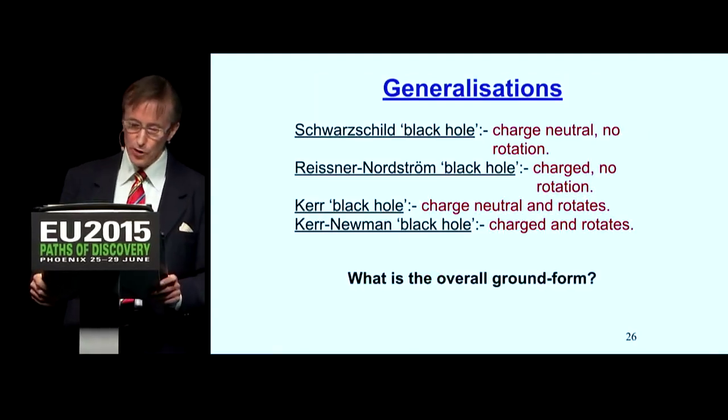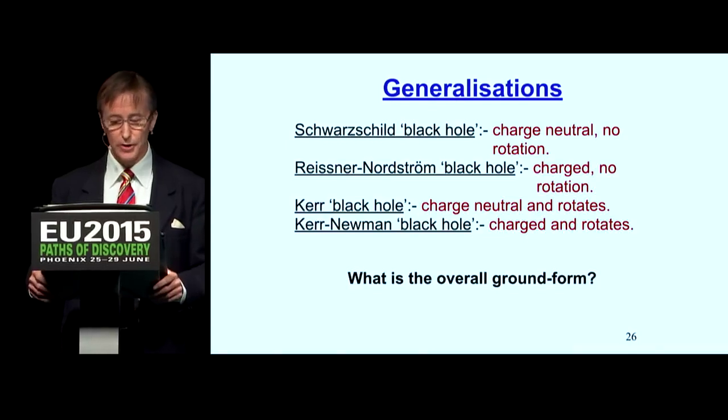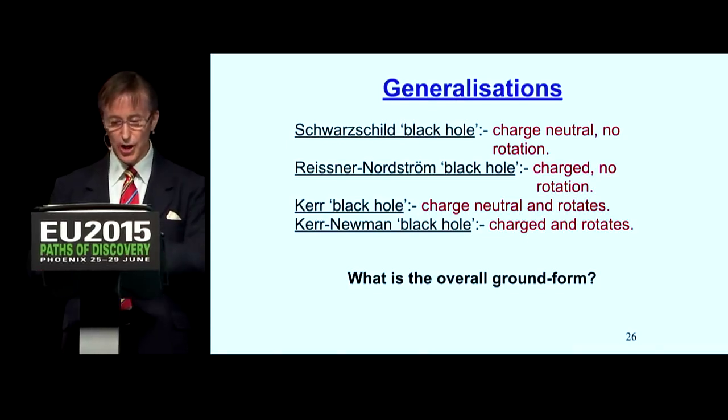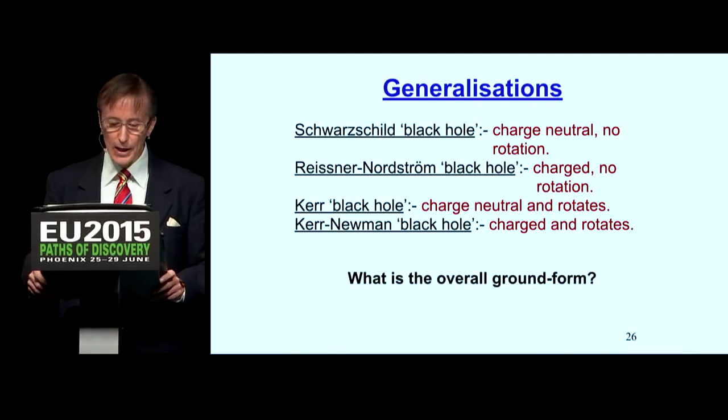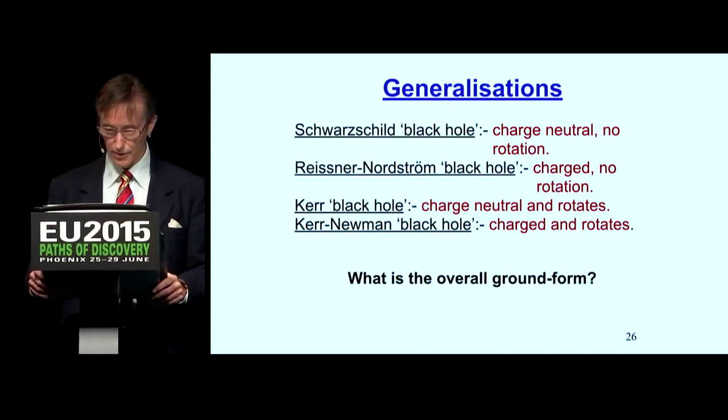Now let's have a look at the four black holes. Well, we can generate these from Schwarzschild's one way or another. The Schwarzschild black hole, or so-called black hole, is uncharged, with no rotation. The Reissner-Nordstrom is charged, no rotation. The Kerr is uncharged and rotating, and the Kerr-Newman black hole is charged and rotating. What's rotating?